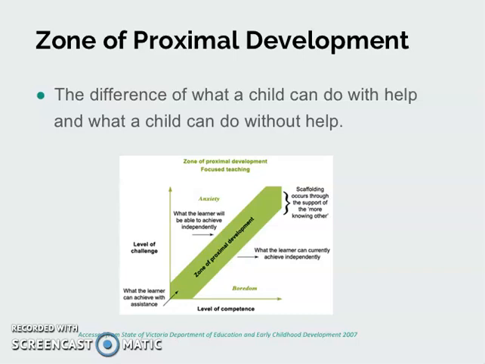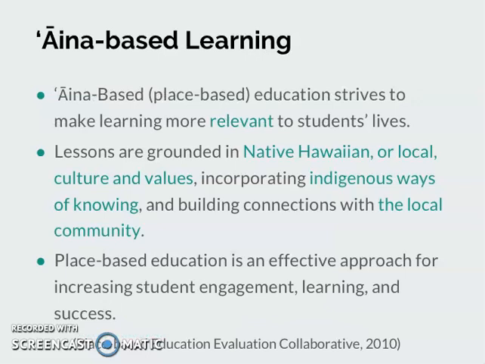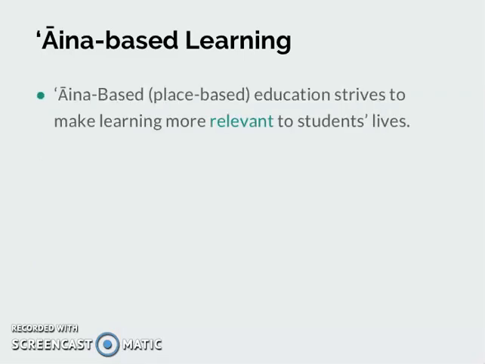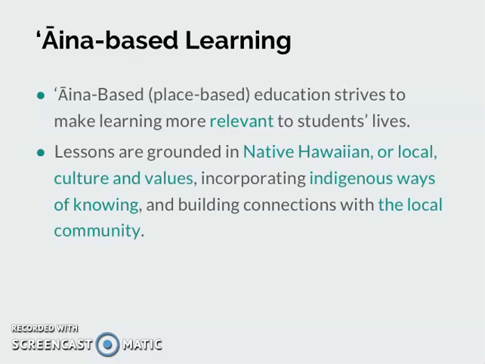The last type of critical pedagogy that I want to talk briefly about is ʻāina-based learning. ʻĀina-based learning is also often called place-based learning, but we use ʻāina-based in Hawaii. So ʻāina-based or place-based education strives to make learning more relevant to students' lives. And ʻāina-based or place-based learning really situates the learning in the place where the students are from or where they're living. So lessons are typically grounded in Native Hawaiian or local, whatever the local culture is, and values, and often incorporate indigenous ways of knowing and building connections with the local community.